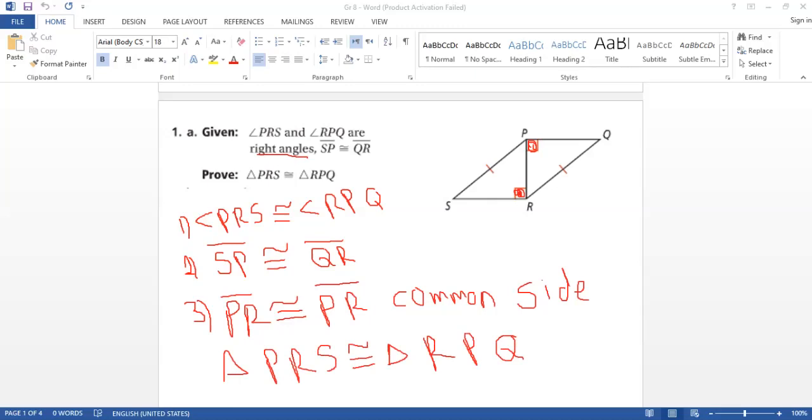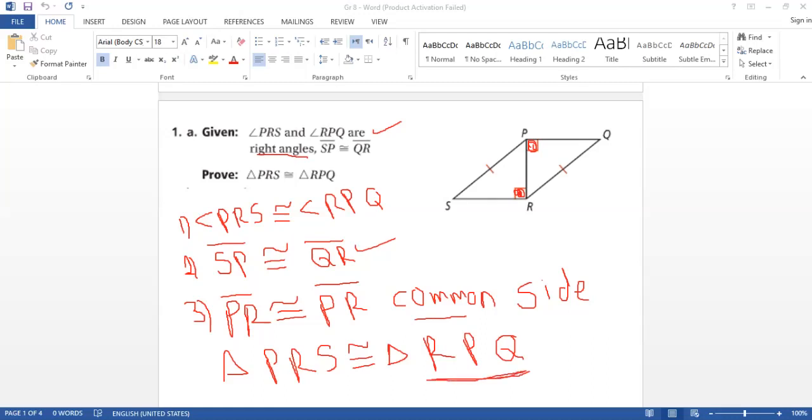Angle PRS is congruent to angle RPQ. It's given. SP is congruent to QR. It's also given. We need the third condition. The third condition: PR is congruent to PR again. It's a common side. So triangle PRS is congruent with triangle RPQ.